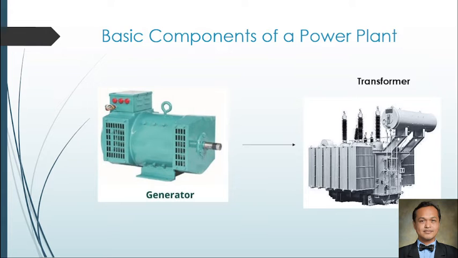Some generators produce 11 kV, and some a little bit lower and some a little bit higher. So a transformer is being used so that it will reach the requirements at the grid. Maybe the grid needs 13.8 kV or 138 kV, depending on where the power plant is being connected.